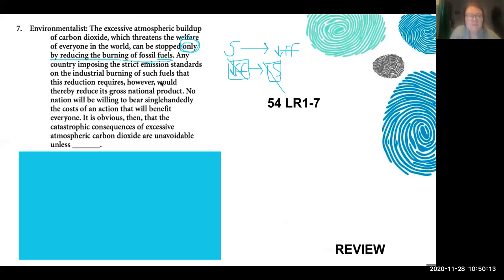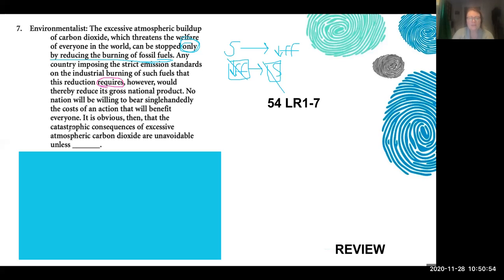All right, second sentence. Any country imposing the strict emission standards on the industrial burning of such fuel that this reduction requires. So what does requires? Is that a necessary or sufficient condition? Necessary. Awesome. So any country that is imposing these strict standards would thereby reduce its gross national product. No nation will be willing to bear single-handedly the cost of an action that will benefit everyone. So they're not going to handle this issue on their own and cover the cost for the whole world.